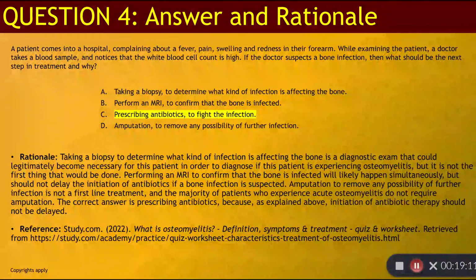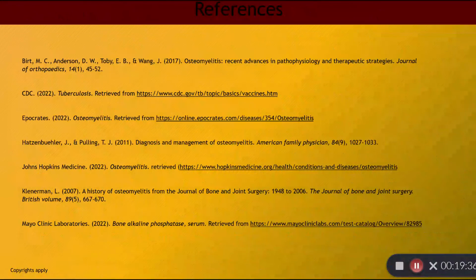This one was tricky to me. I wanted to say B, I wanted to say MRI, but I actually got this one from study.com, and their argument was that you're going to perform an MRI, but you might have to wait on that MRI. So basically, you will do your blood cultures first, but you need to go ahead and prescribe antibiotics to fight that infection. You're going to get that MRI. Hopefully it'll be simultaneous, but it may not.